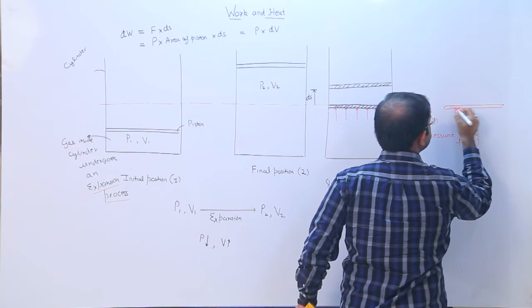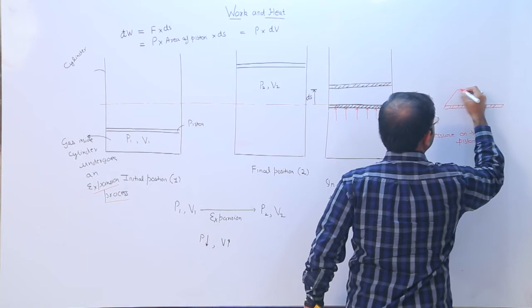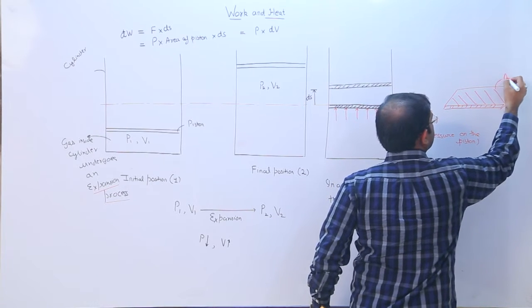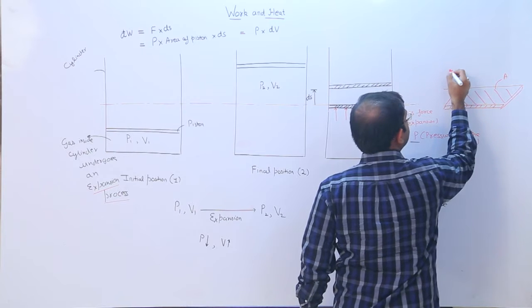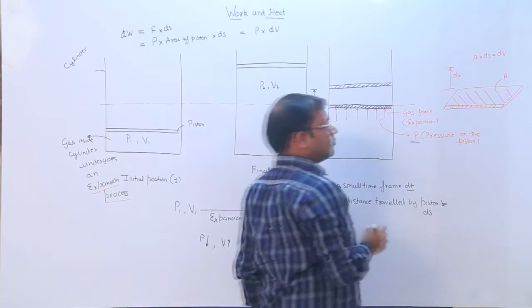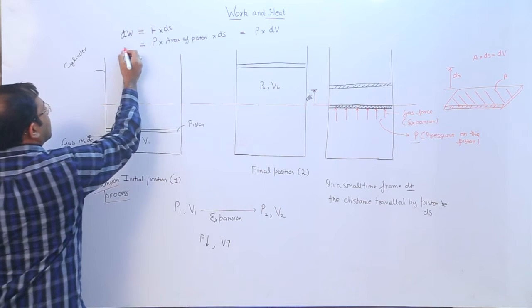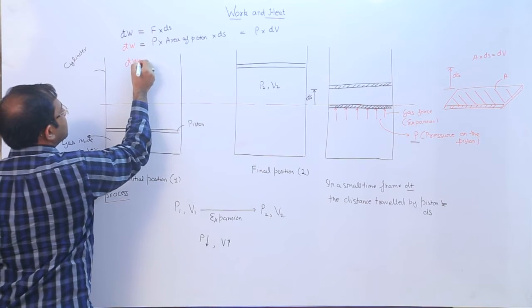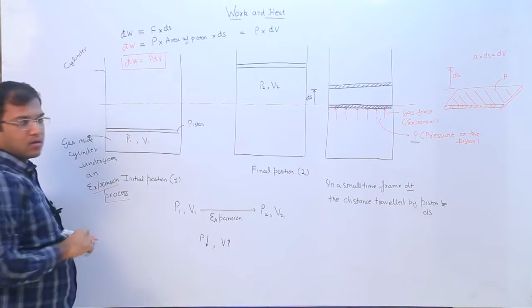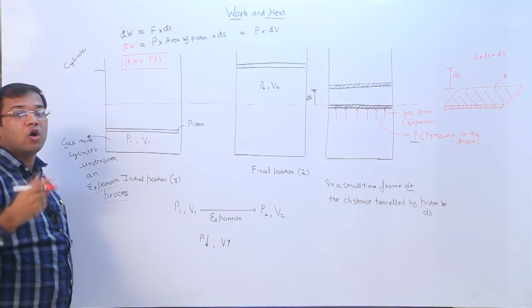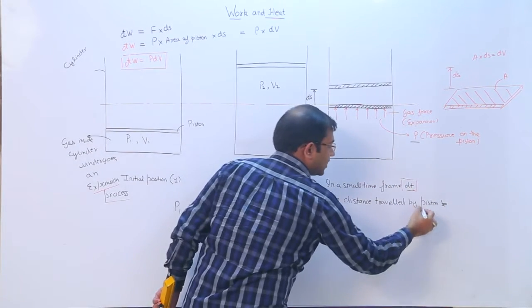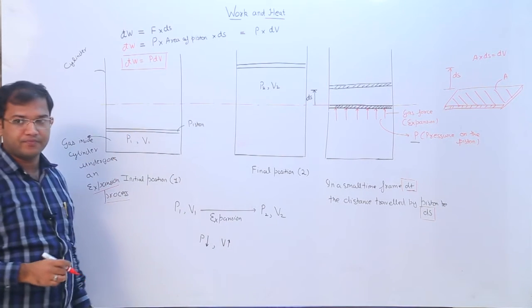See, area is something like this here. Suppose this is our piston. In three dimensions, the piston will be, suppose, something like this. So this area is nothing but your area A, and this area A into the distance ds becomes your change in volume dV. So our work dW can be simply written as PdV. This is how we obtain our PdV work. This is the small amount of work obtained during a small time frame dt in which the piston has covered a small distance ds. Is it okay?